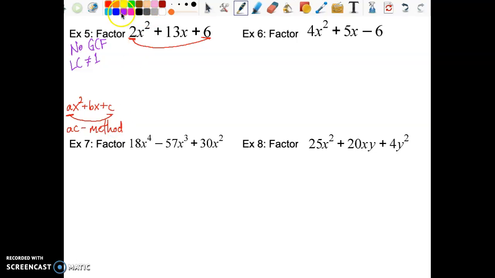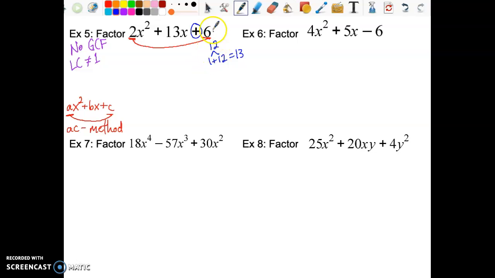Anyway, let's get back to the problem. So 2 times 6, that's 12. Well, what are factors of 12 that add to be 13? It's 1 and 12. All my other rules still apply. It's a plus sign, so I want to add the numbers to get that middle number.